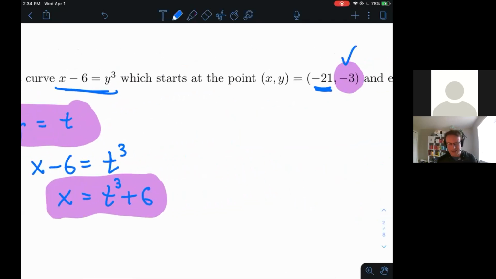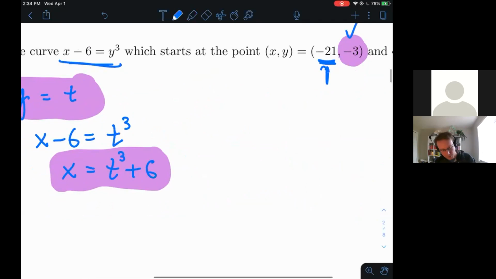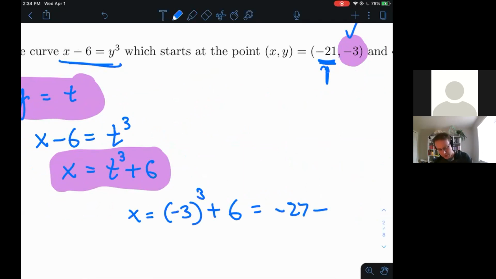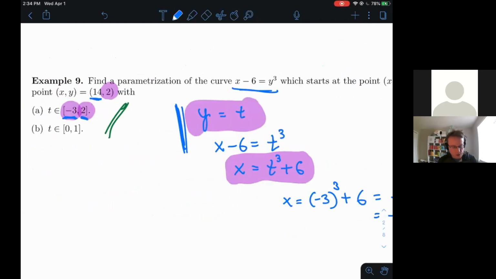But maybe last time I wasn't paranoid enough. Let's see if we get -21 for x. So if I plug in -3 for t, -3 cubed is going to be -27, plus 6, that's going to be -21. So yes, that also works out. And likewise, if you plug in t equals 2, we can see that we get x equals 14. So that works out well as well. So that's a great trick for this case here.